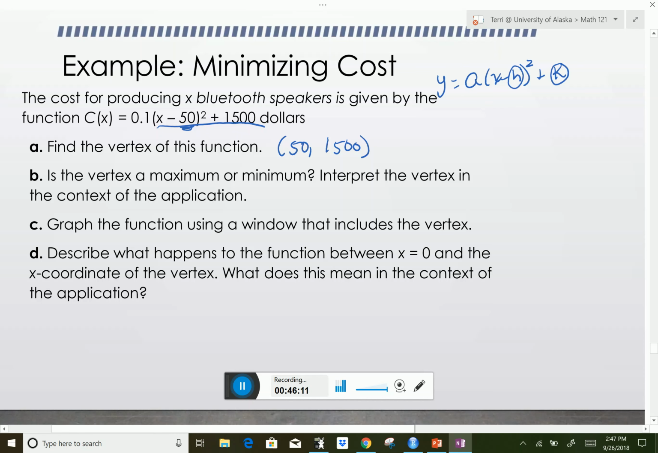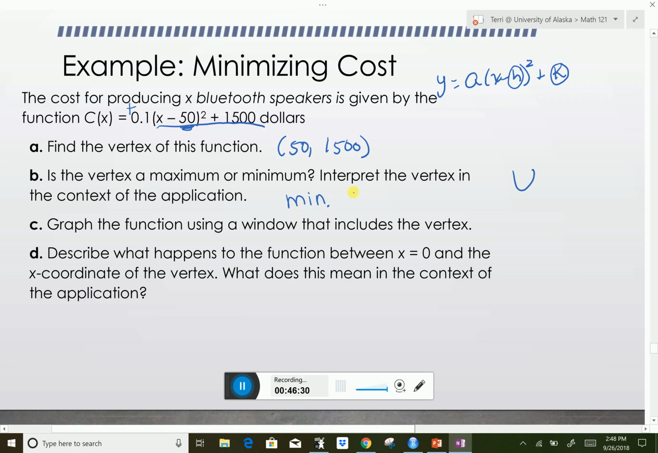Is the vertex a maximum or minimum? Well, this is positive, so this is a happy graph. So the vertex is going to be a minimum. Interpret the vertex in the context of this application.